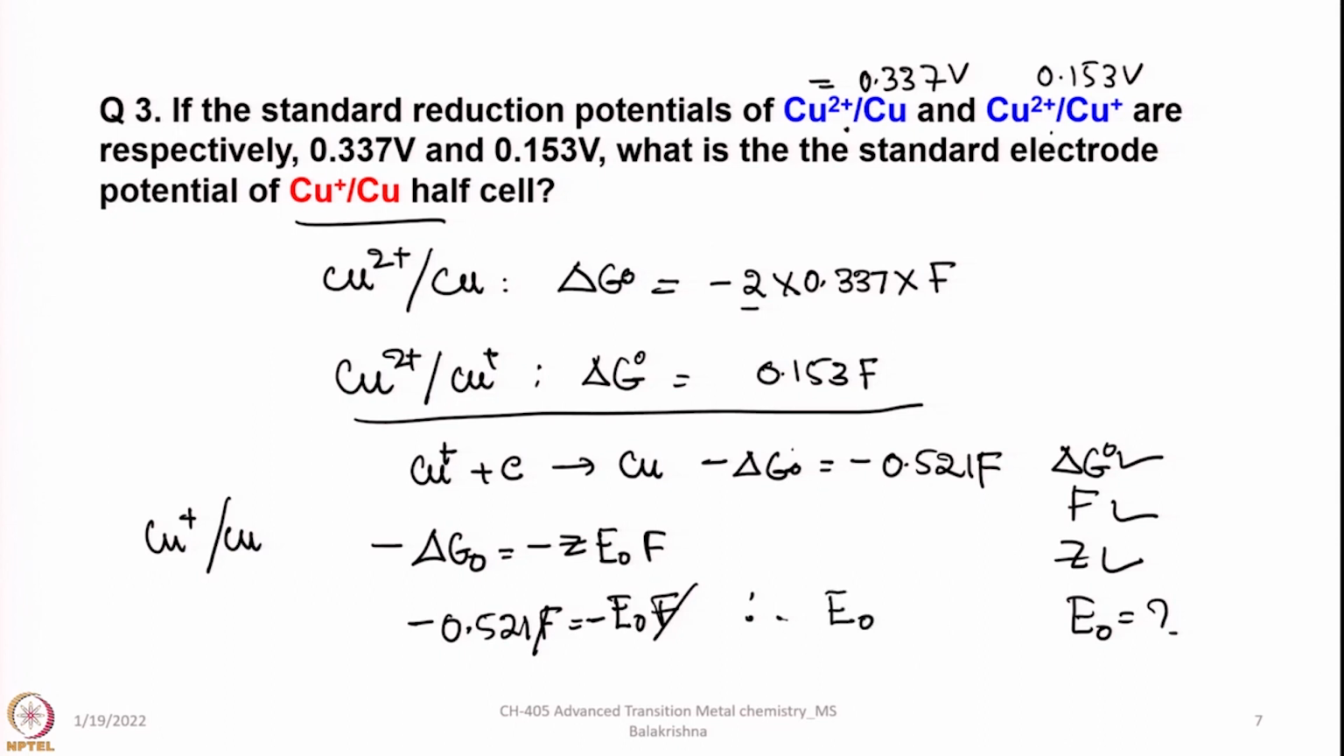So, the standard electrode potential of copper plus to copper equals 0.521 volts. So, this is the answer. This is how an unknown quantity can be found out. So, let us look into the coordination numbers now.